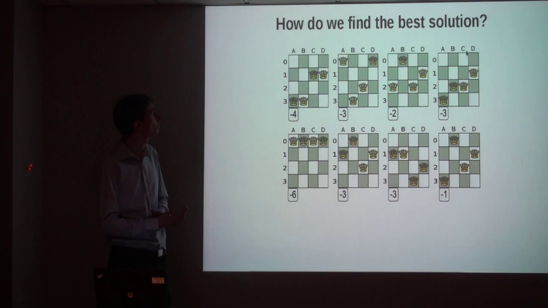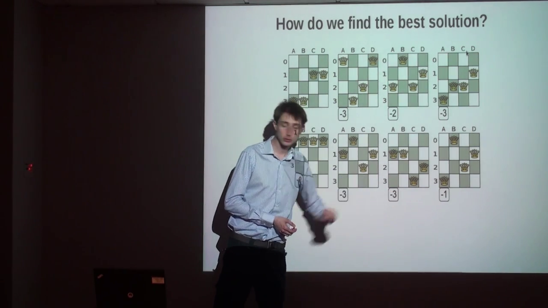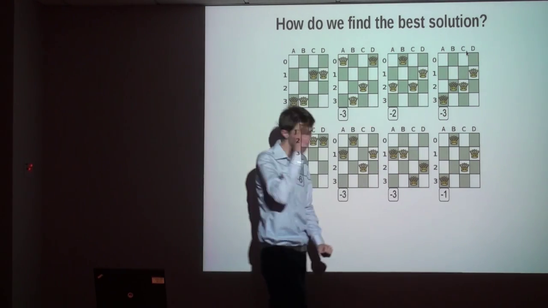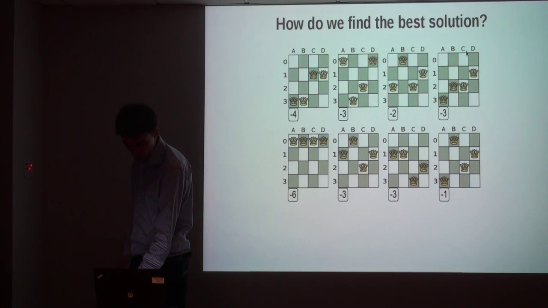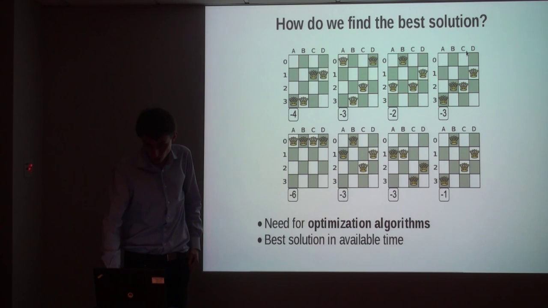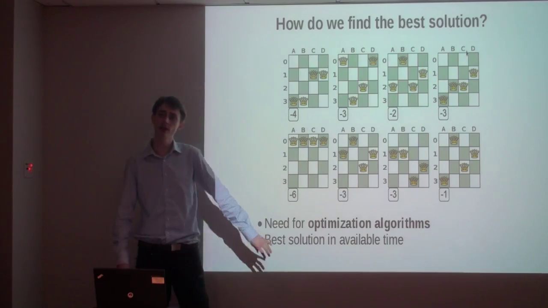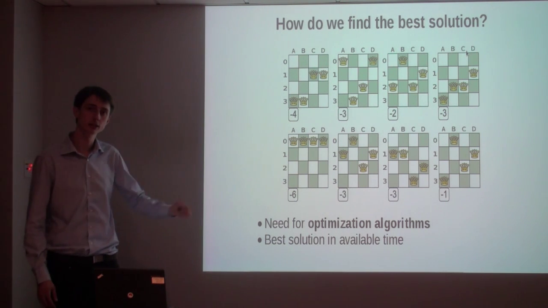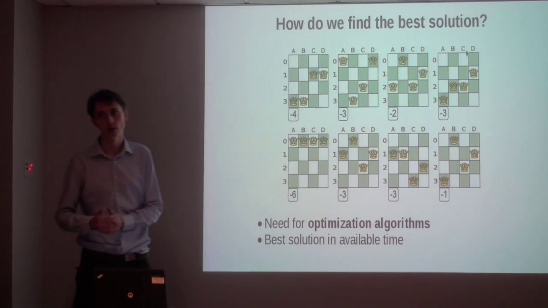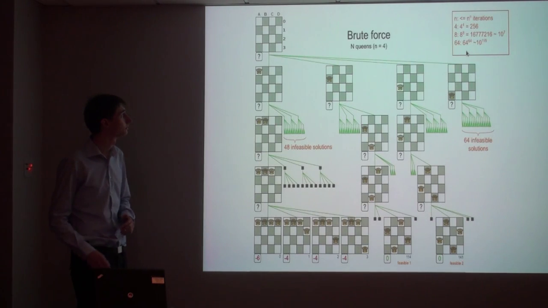So how do we find the best solution, right? So we have all of these solutions, and we have these numbers on there. So we can just say, okay, in these eight solutions, we'll take this one. So we can brute force our way through all the solutions, right? So we need optimization algorithms to find them. And we need the best solution available then. This is a pretty important thing. We don't need the optimal solution. We need the best solution we can possibly get in the time that is available to us. It's a big difference.